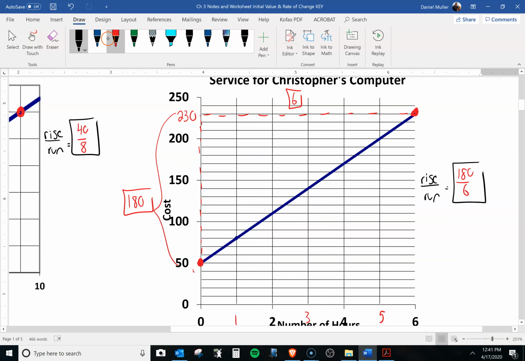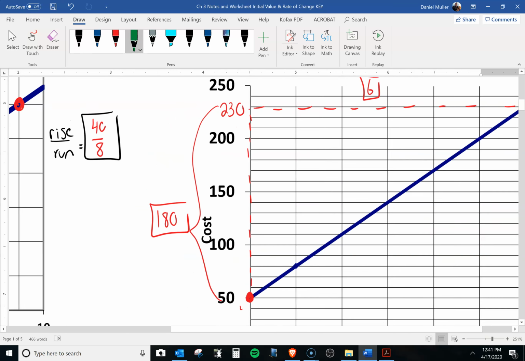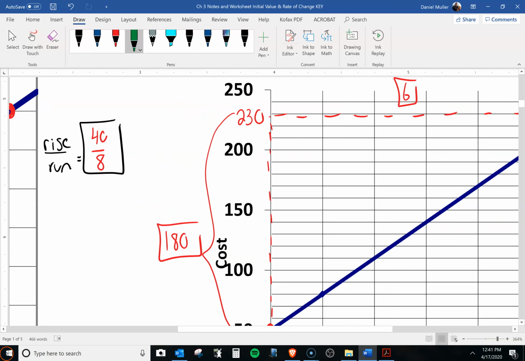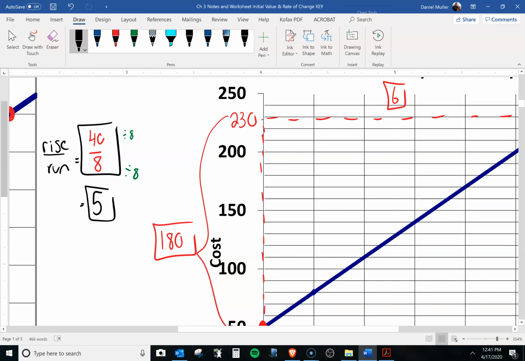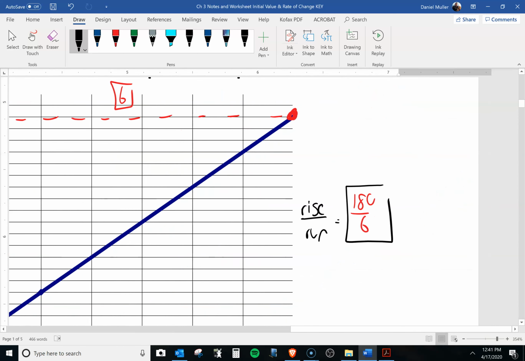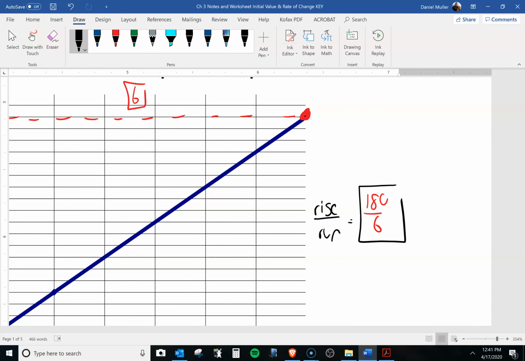Now, for both of these, they can be reduced. So 40 over 8, that can be reduced. They can both be divided by 8. And so you can get a rise of 5. This is actually just 40 over 8 is just 5. So that is probably the nicer way to go. This one is going to be 180 divided by 6, which is just going to be 30.